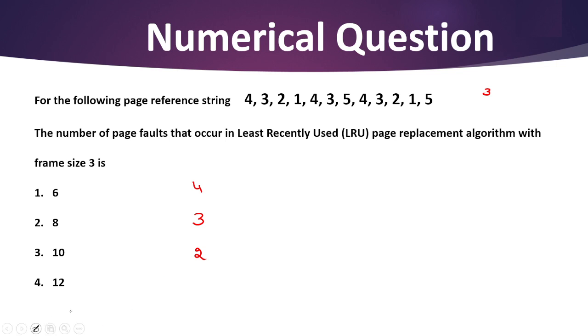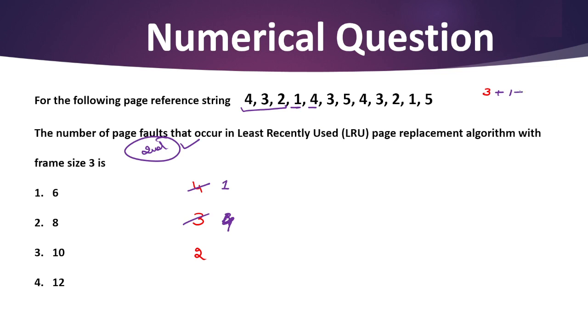Okay. This is the second important method. That is the shortest method. So 4, 3, 2 we have already written here. Next value is 1. So we will replace 4 because 4 is the first value here. So we will replace 4 with 1. One more page fault we have added. Next value is 4 and if you want to add 4 you need to replace the 3. So write it as 4.